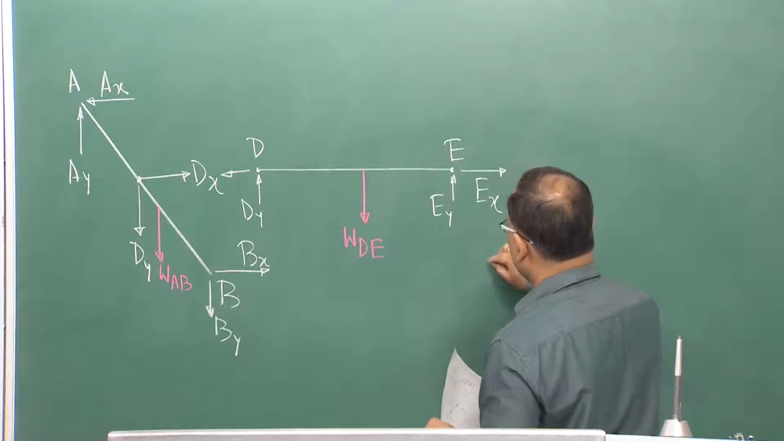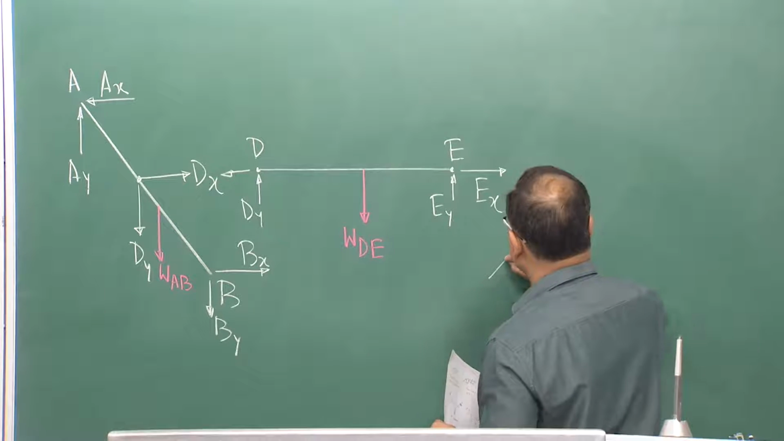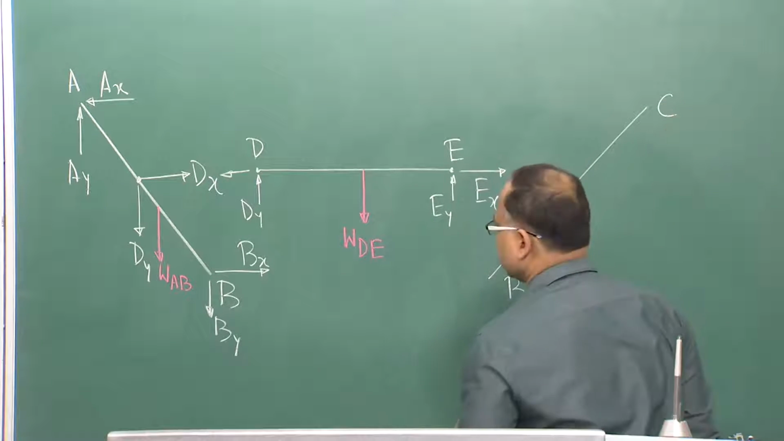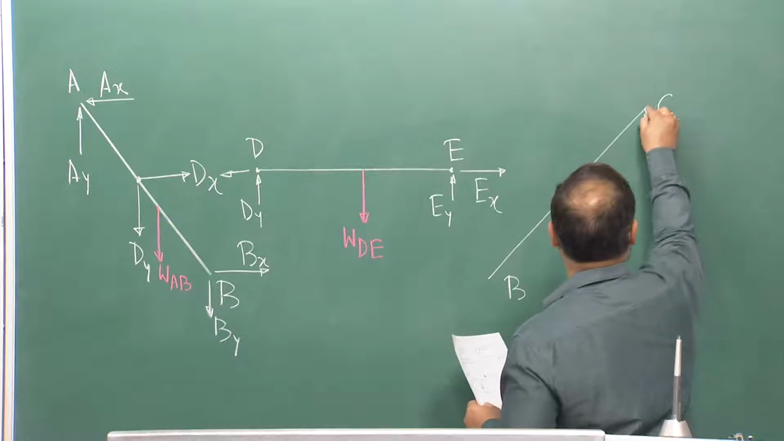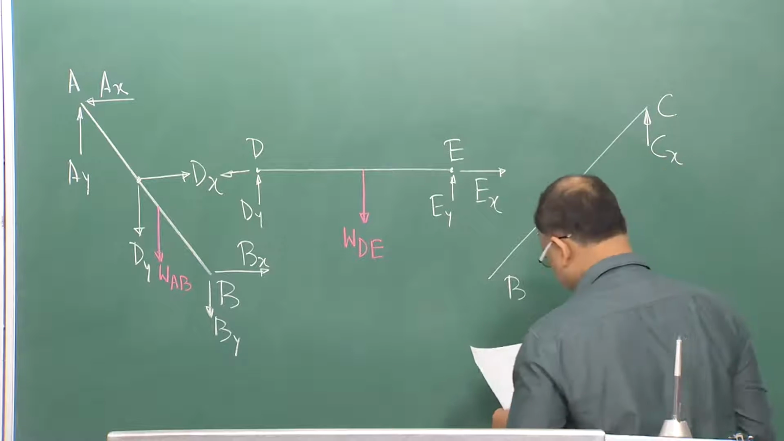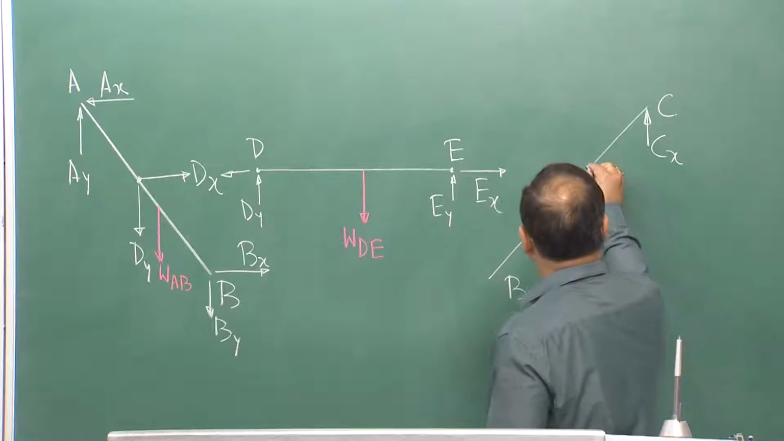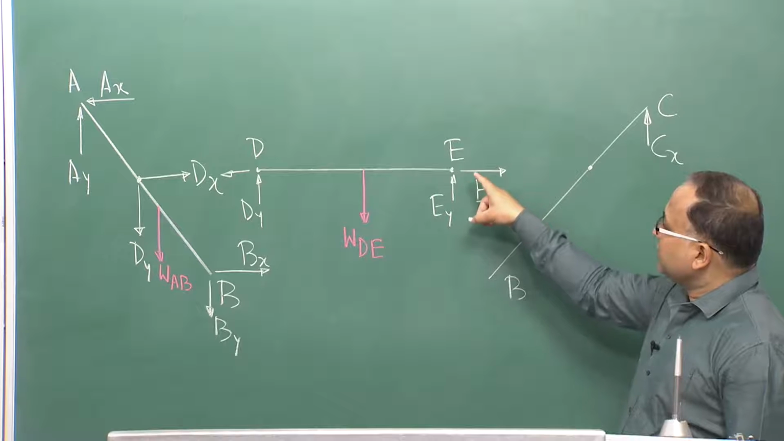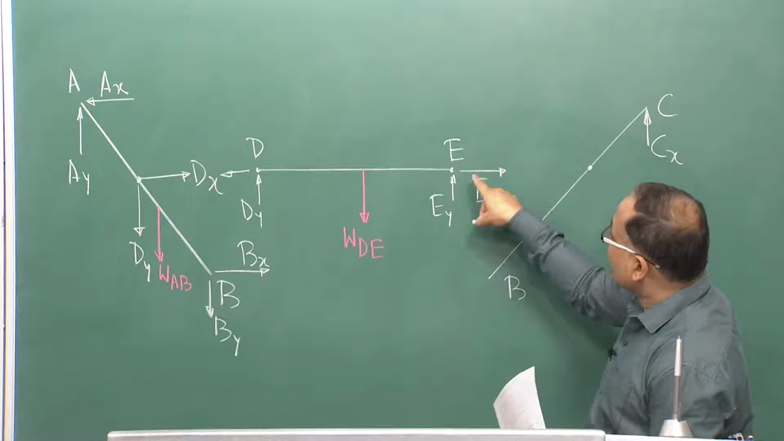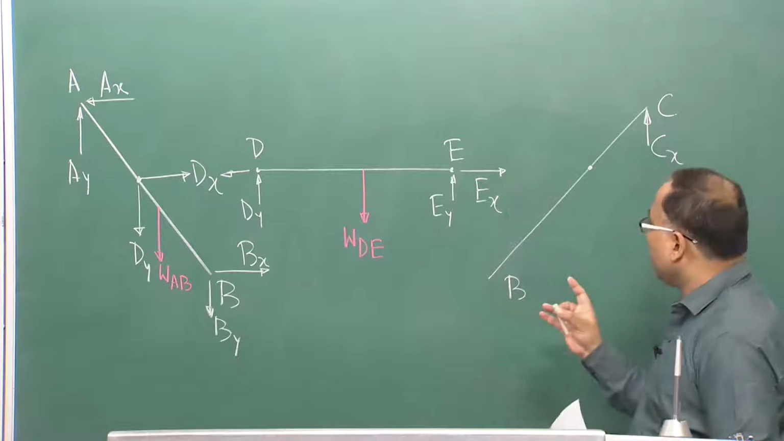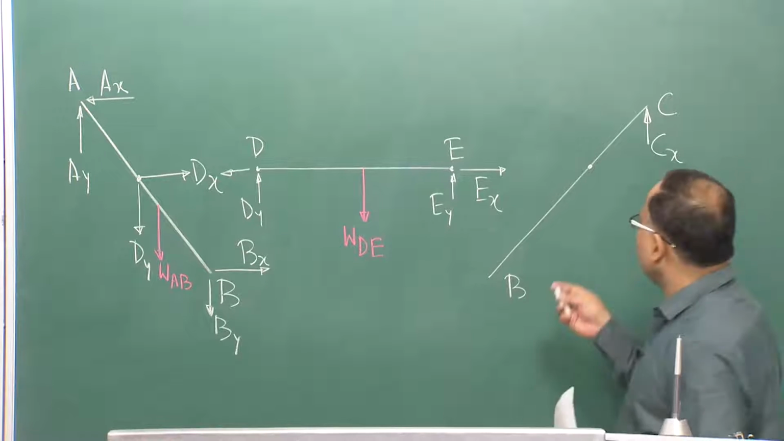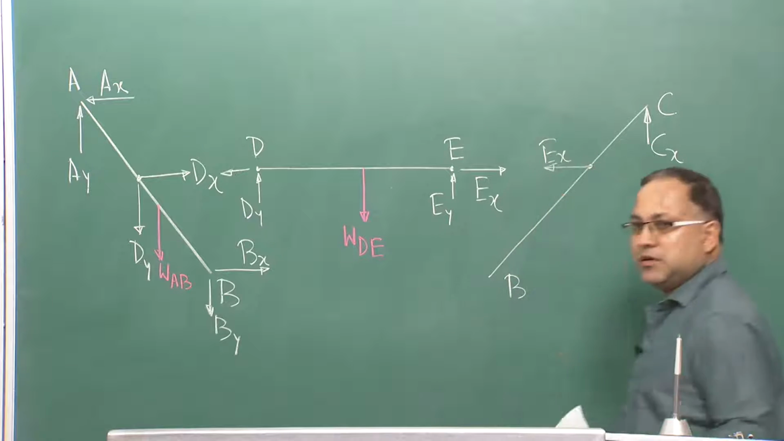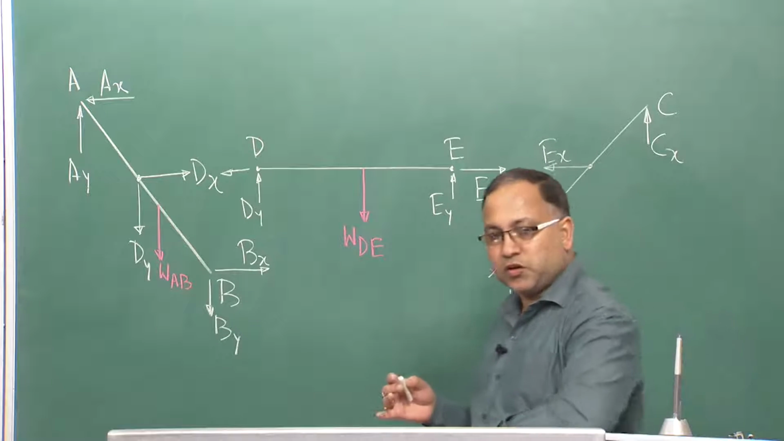So, this is BC. At C we have already the force Cx. Now, this was point E. Already in the last lecture we had chosen the direction of Ex from left to right. Therefore, to satisfy the equilibrium condition, here we should have the direction of Ex like this. This is the only thing you need to remember, as I told you in the last lecture also.